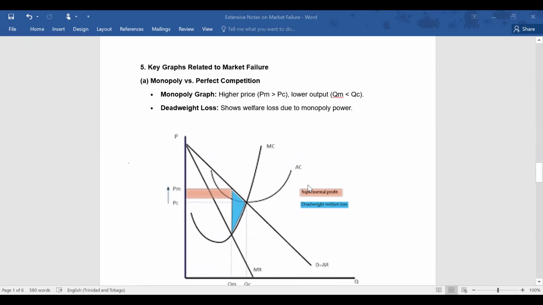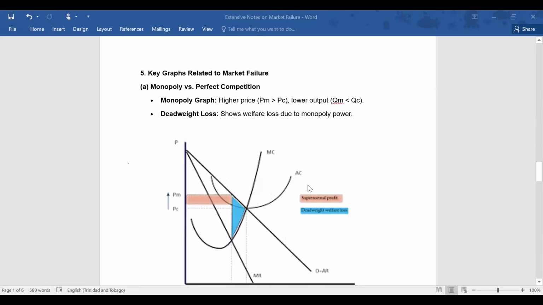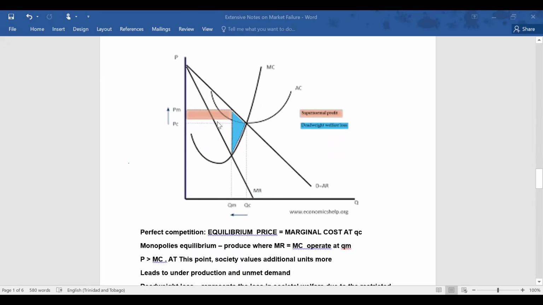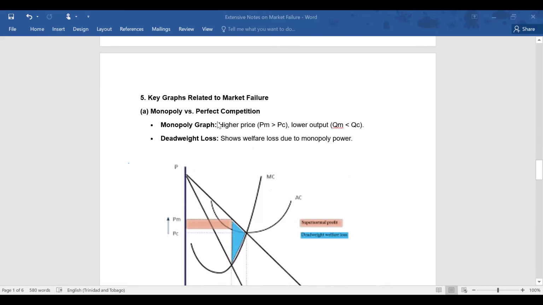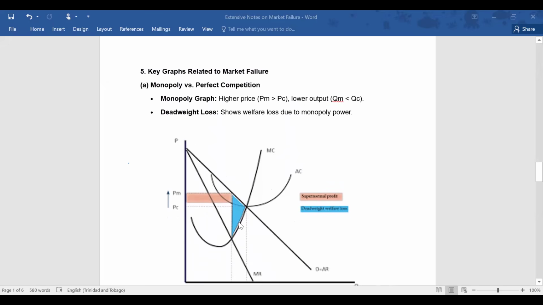Right. Now we have a little graph to look at. The market failure, right? So in monopolies, as I was saying before, monopolies are able to make, let's call it, abnormal profits in the long run. Those abnormal profits that they make come at a cost to society.